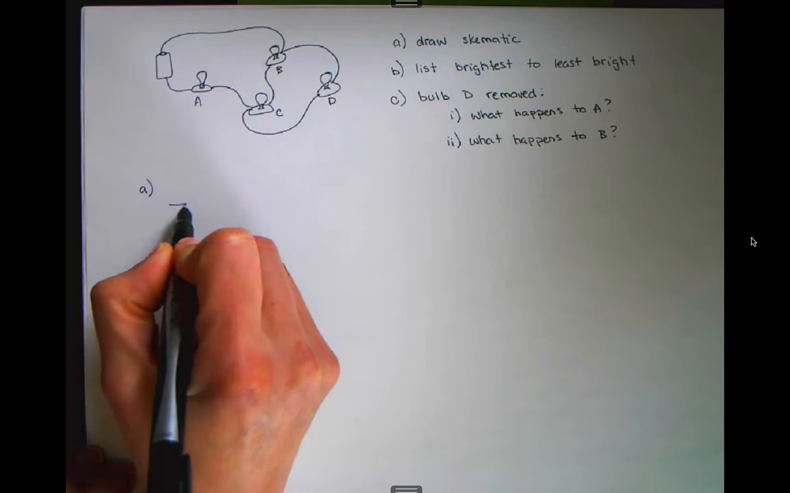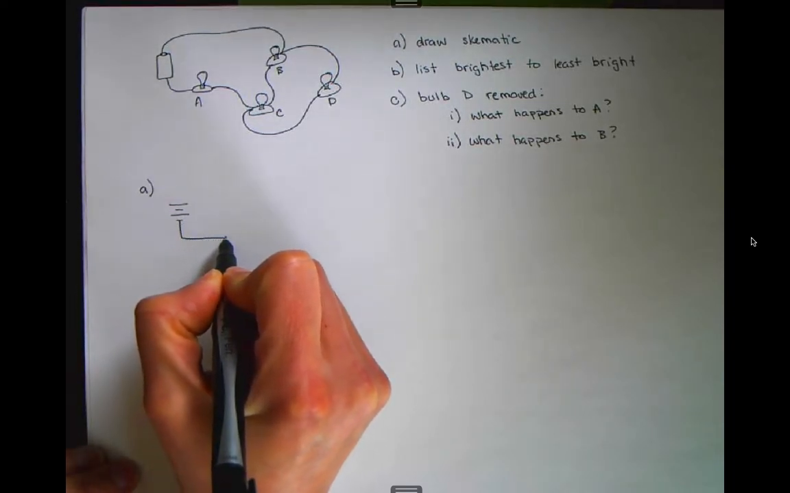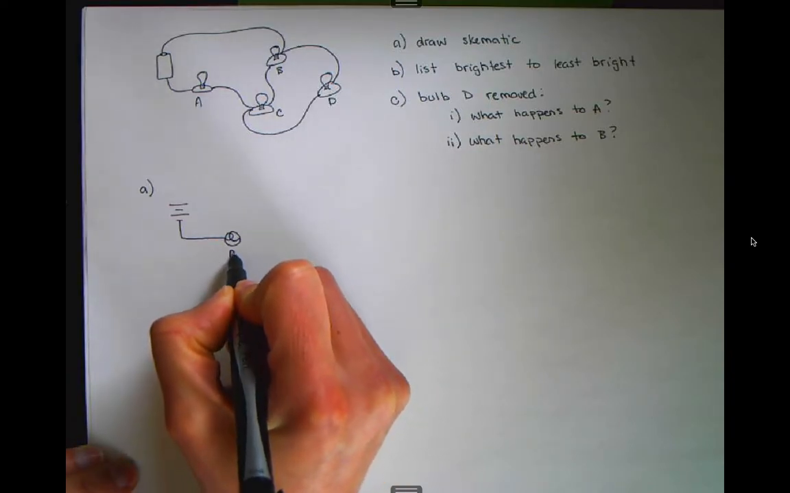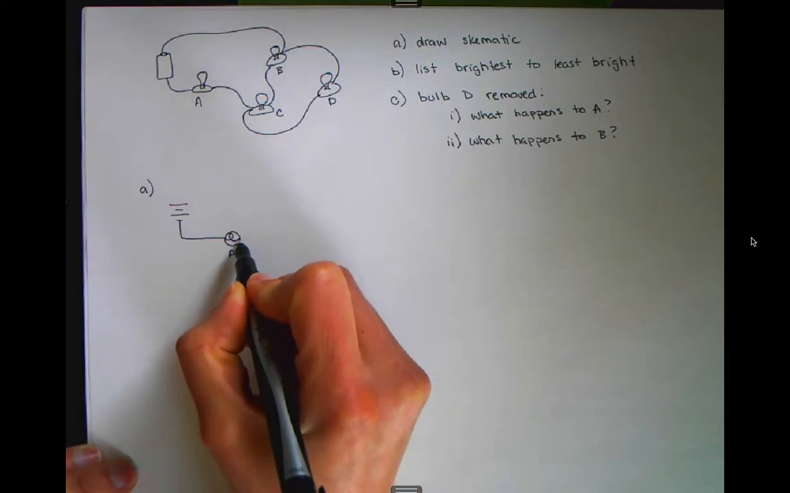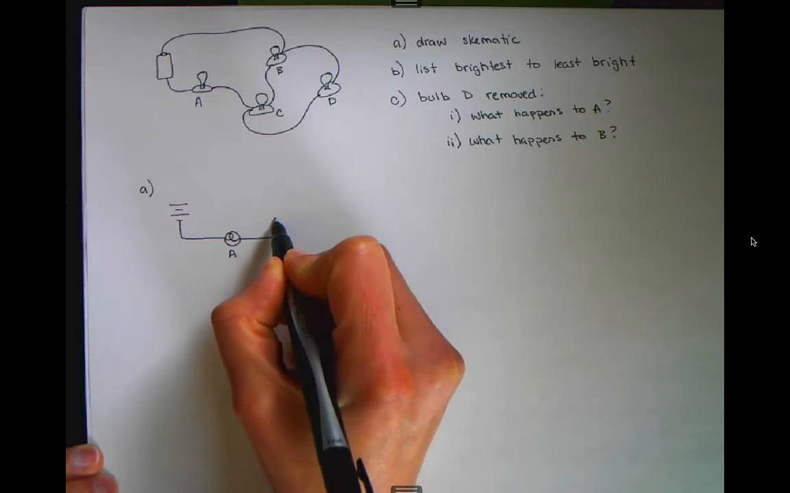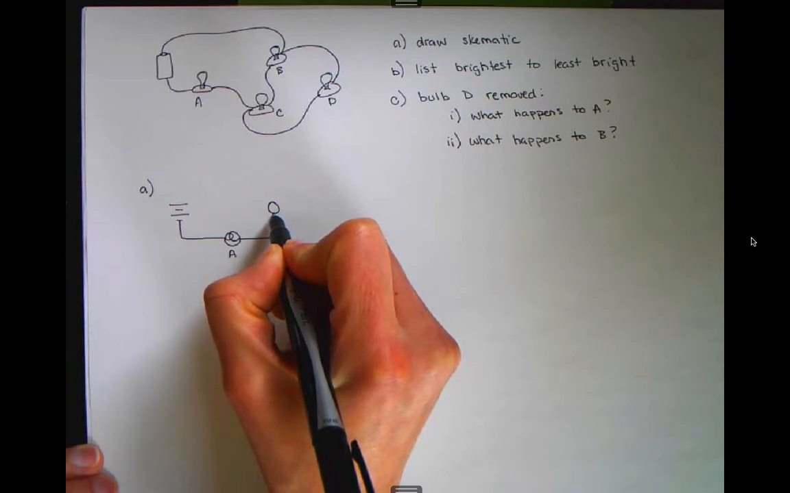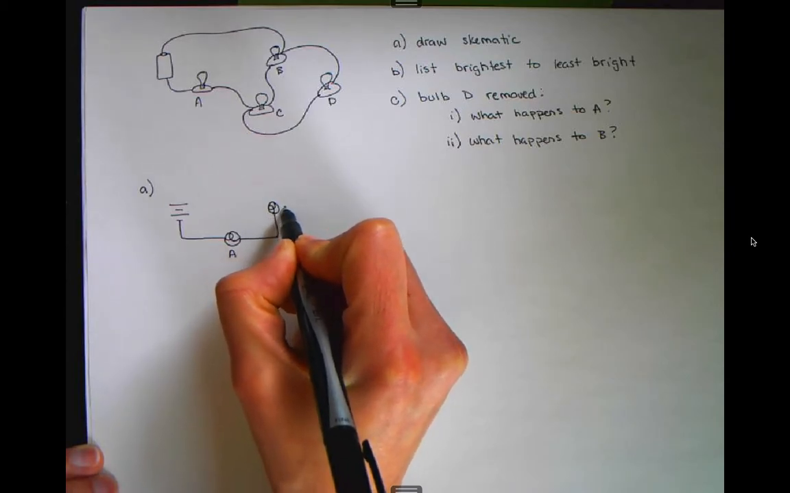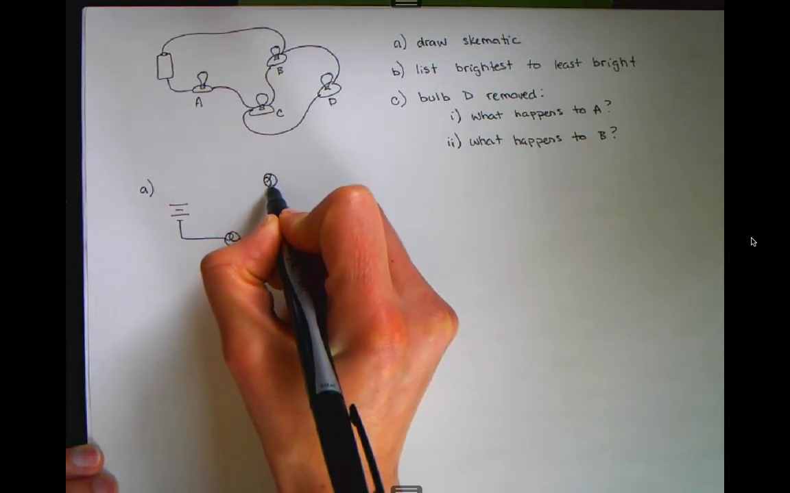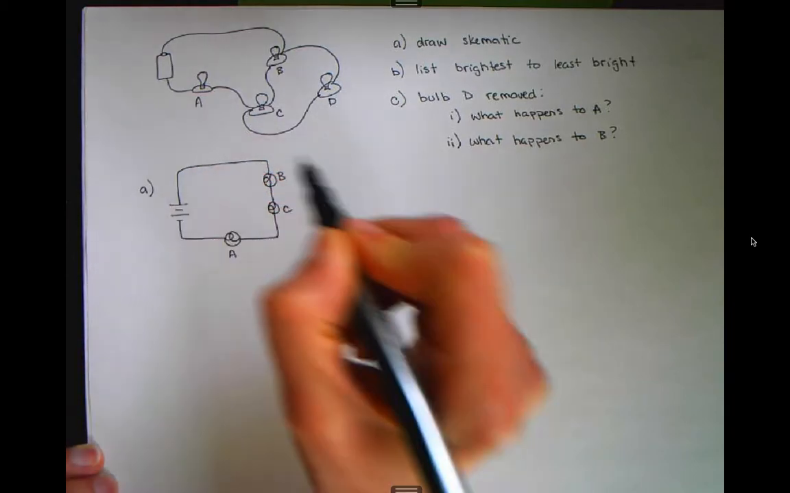So I have my battery, and connected to my battery is light bulb A. We'll call this A. And then from A, we have essentially a junction. So I'm going to go up this way, and here I have light bulb C, and C is also connected directly to B, and then that goes back to the battery.